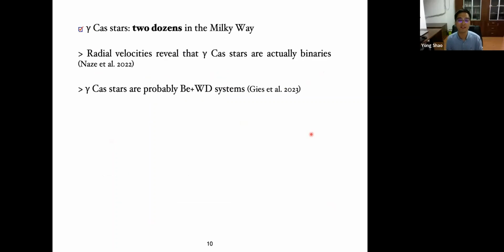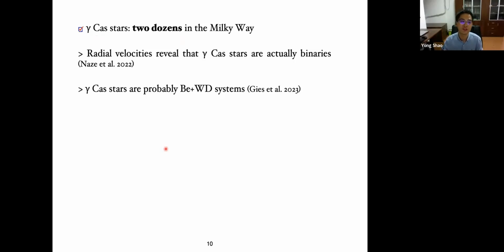It is interesting that there's a special type of B stars. They are called gamma Cas stars. The gamma Cas stars are emitting hard X-rays, and in the Milky Way, there are about 2,000 gamma Cas stars. Previously, we didn't know whether gamma Cas stars are single B stars or B stars in binaries until recently.